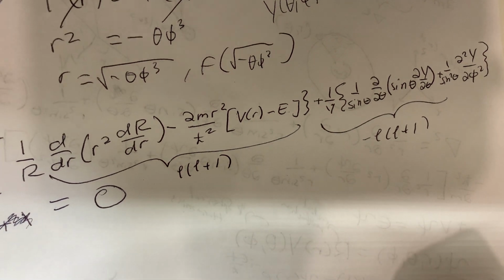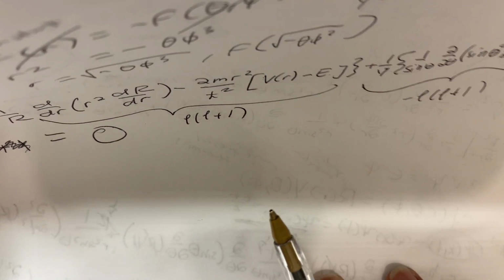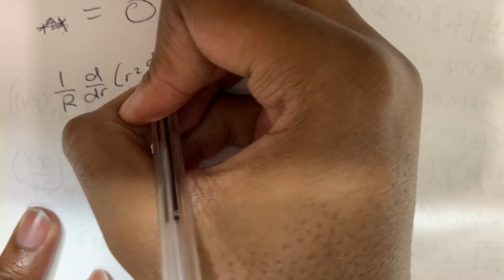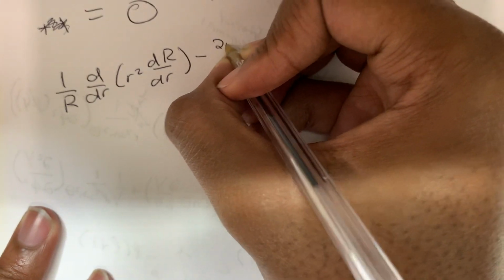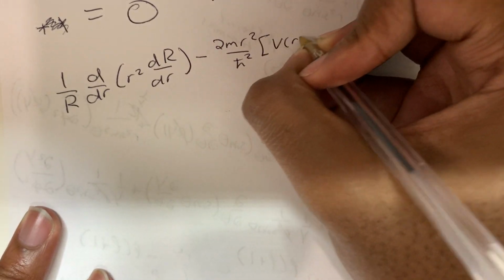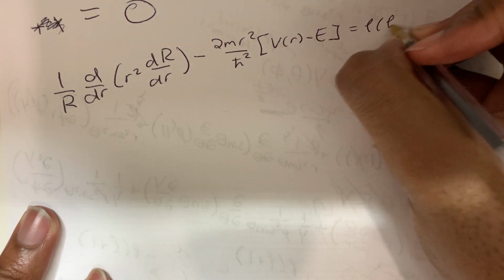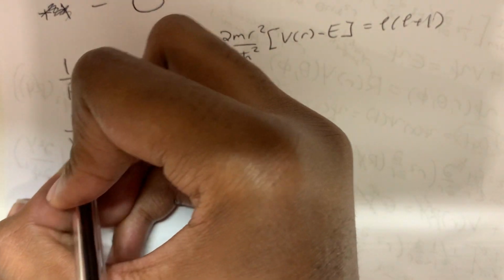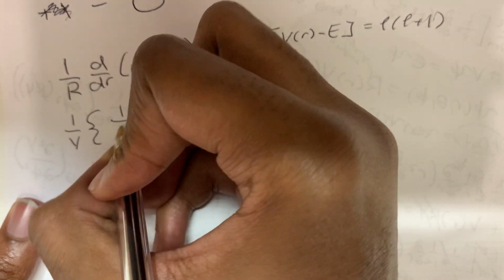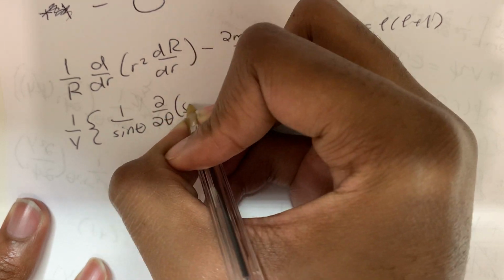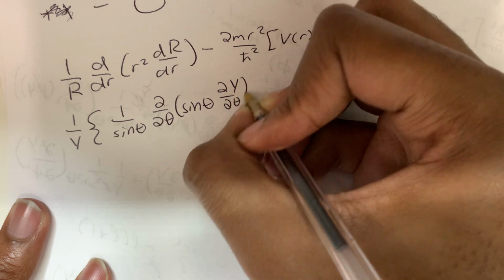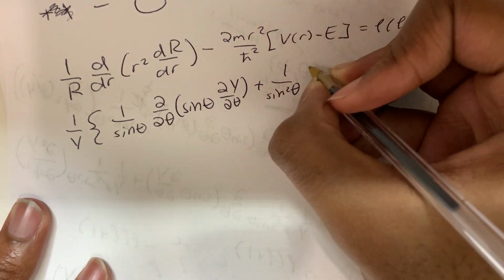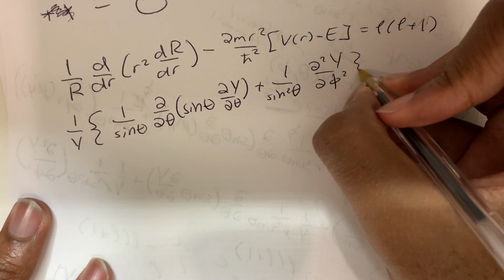What we've done is we have successfully separated our equation into effectively 2 parts. So what I have now is 1 over R times d over dr of r squared dR over dr, minus 2mr squared over h bar squared times V of r minus E. This whole thing is just L times L plus 1. And similarly, 1 over Y times 1 over sine theta, partial over partial theta of sine theta partial Y over partial theta, plus 1 over sine squared theta partial squared Y over partial phi squared, is going to be minus L times L plus 1.